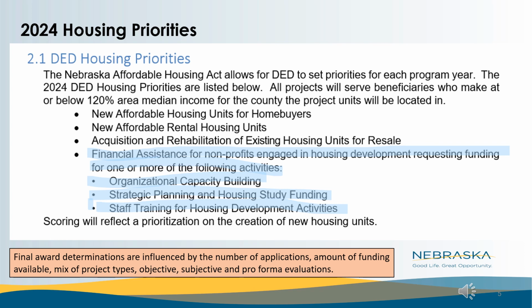One of the housing priorities for 2024 is financial assistance for nonprofits engaged in housing development. They may request funding to support one of the following activities: organizational capacity building, strategic planning, housing study funding, staff training for housing development activities. The application will have these activities listed in it, and you may apply for one or more of these activities when filling out your application.